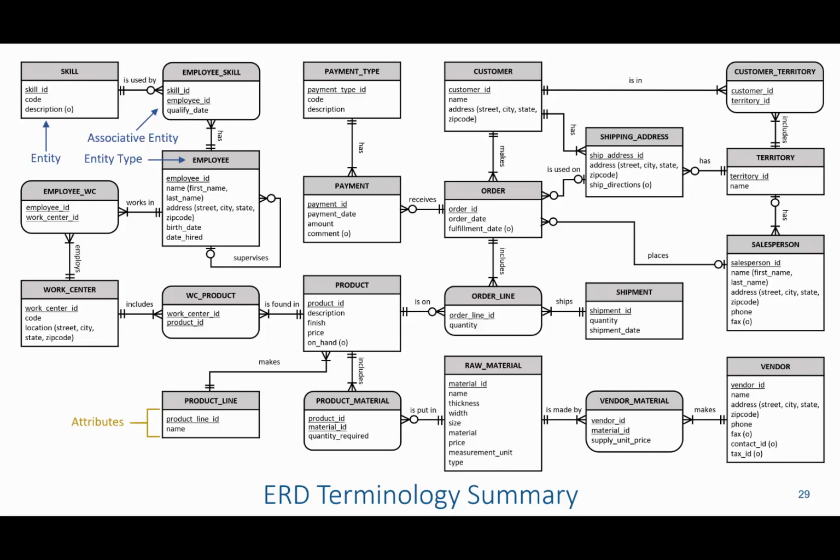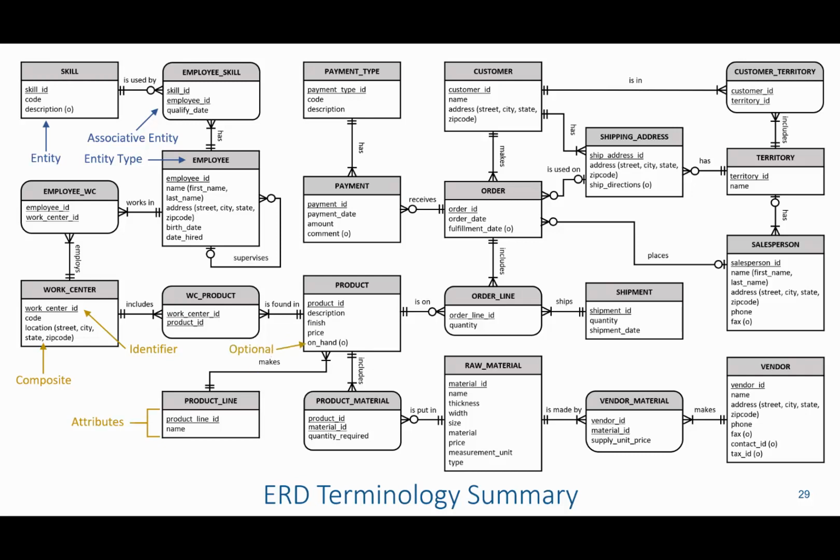We have attributes, which are going to be characteristics that describe a specific entity. So in this case, we have a product line ID and name as attributes of product line. Then we have identifiers, which are also attributes. So in Work Center, the identifier is Work Center ID, which indicates that the value for this identifier is going to be unique for every single row in that entity. We have composite attributes, which have multiple component attributes, such as location here, with street, city, state, and zip code making up the composite attribute.